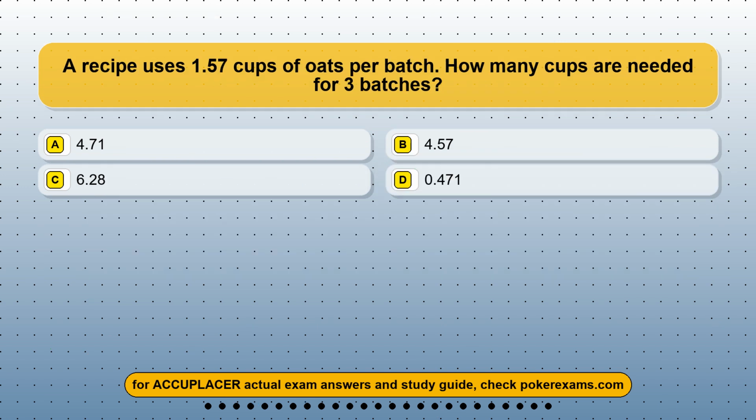Question 15. A recipe uses 1.57 cups of oats per batch. How many cups are needed for 3 batches? Option A, 4.71. Option B, 4.57. Option C, 6.28. Option D, 0.471.